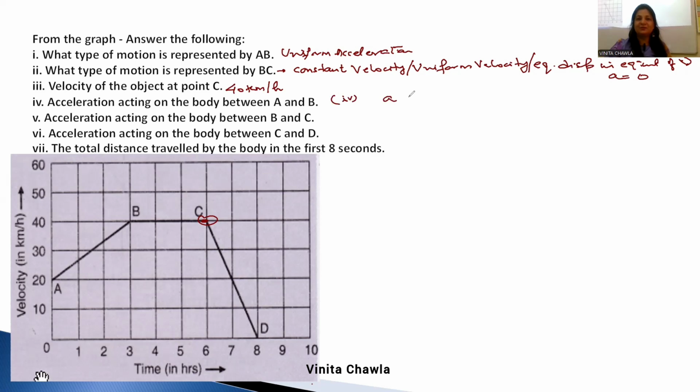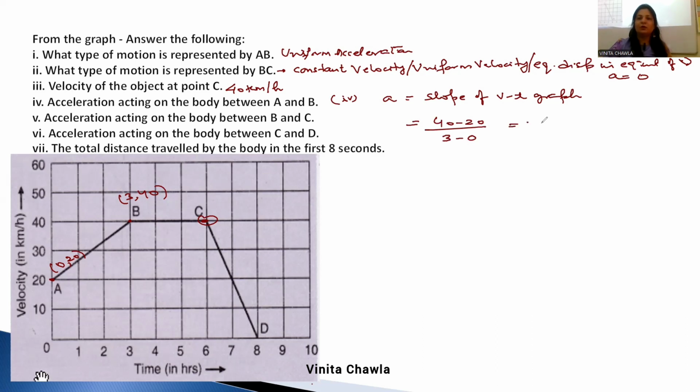Very good. Acceleration is the slope of the VT graph. Yes, the slope of the VT graph gives acceleration. So locate 2 points. What are the coordinates of this point? This is 0, 20. And what are the coordinates of this point? 3, 40. So we can find the slope. It's 40 minus 20 upon 3 minus 0.